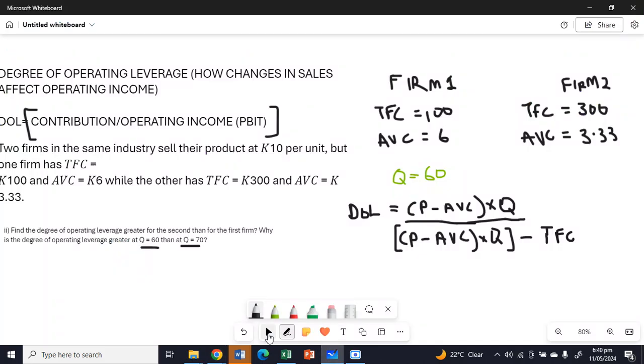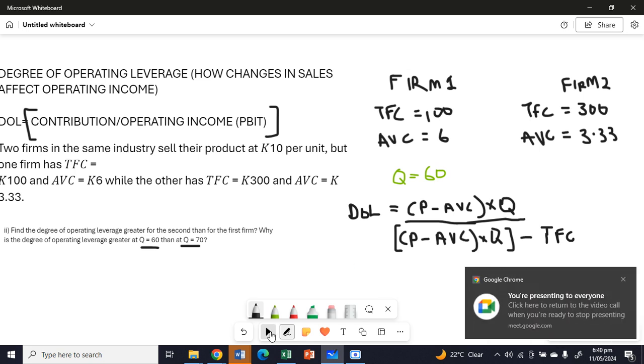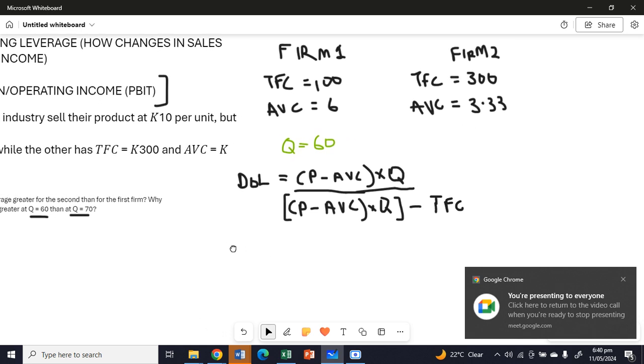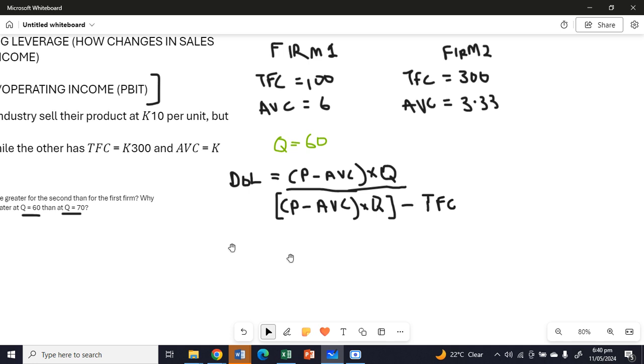Okay, so let's get our calculators ready. So we're calculating the degree of operating leverage for the first firm, firm one. Okay, this is for firm one. So the selling price per unit is 10 kwacha. The average variable cost per unit for firm one is 6 kwacha. The quantity of units, 60 units.